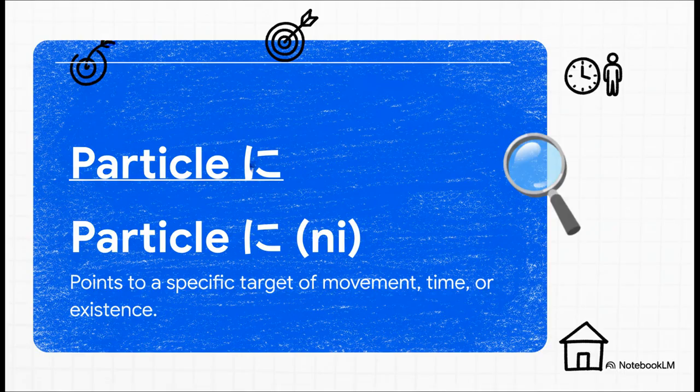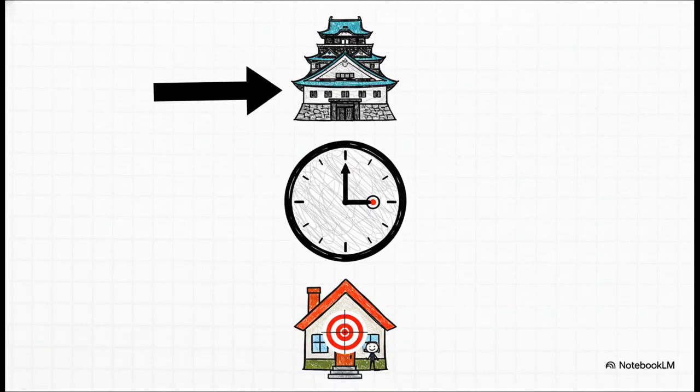So what ni does is it marks a precise point. Think of it like putting a pin on a map. It could be the destination you're headed to, a specific time, like right on the dot, or the exact spot where someone or something is. Let's see this whole target thing in action.